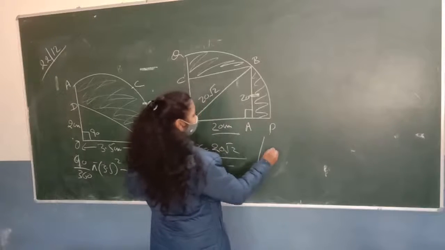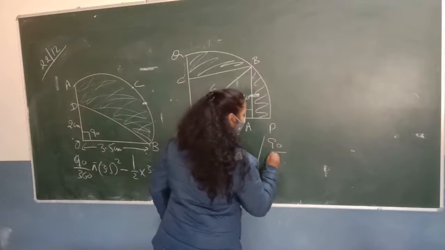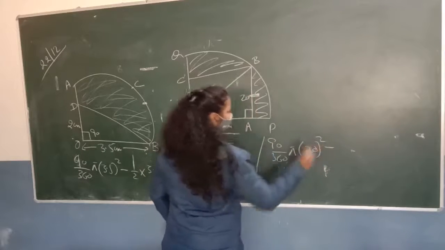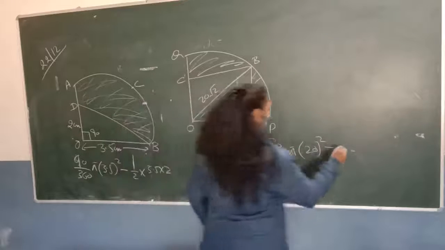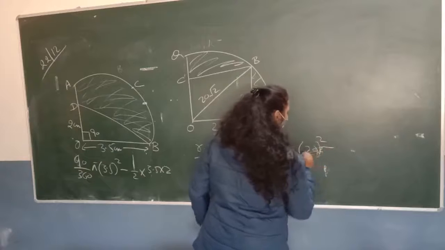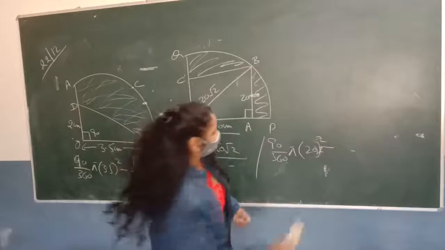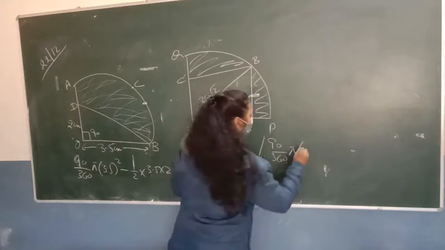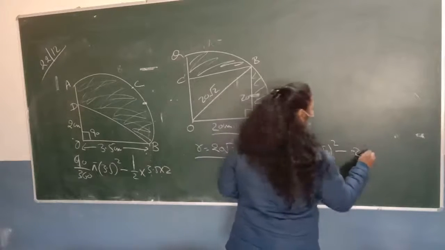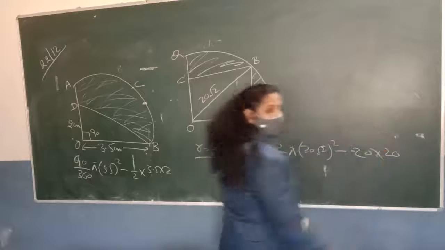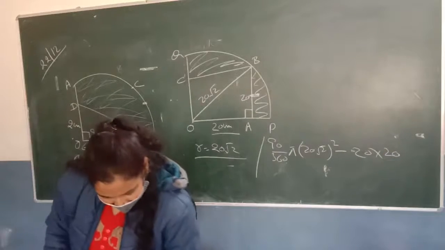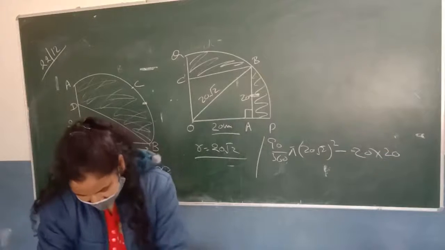Area of the quadrant is how much? Theta upon 360 pi into r square minus area of the square, that is 20 root 2, root 2 square minus area of the square, that is 20 into 20. Okay? Can you do yourself? Yes, ma'am. Okay, ji. This was the question number 13.